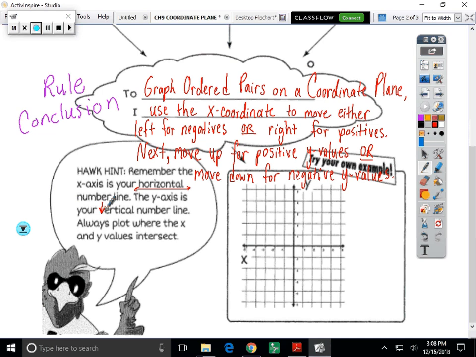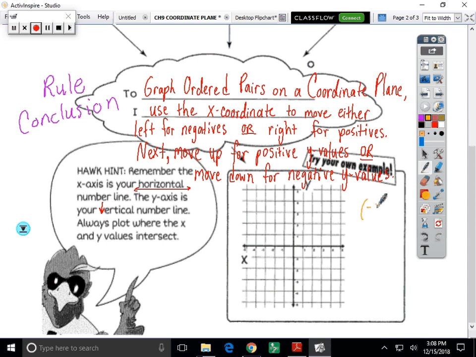Always plot the x and the y value. Always plot where the x and the y values intersect. So we're really looking for that intersection where the two cross each other. The x and the y both hit. Kind of like your line of latitude and longitude. Where your latitude and longitude intersect, that is the location you're looking for. Well, over here I get to try my own examples. So I would ask you to make up some numbers, but unfortunately I'm in my room alone right now, so I'm just going to make up some values for us.